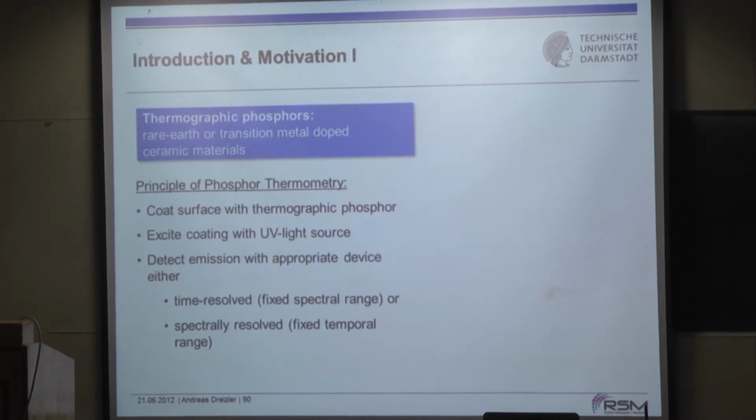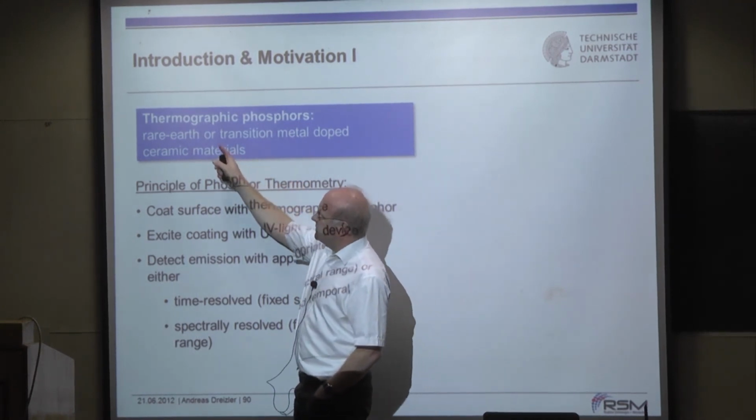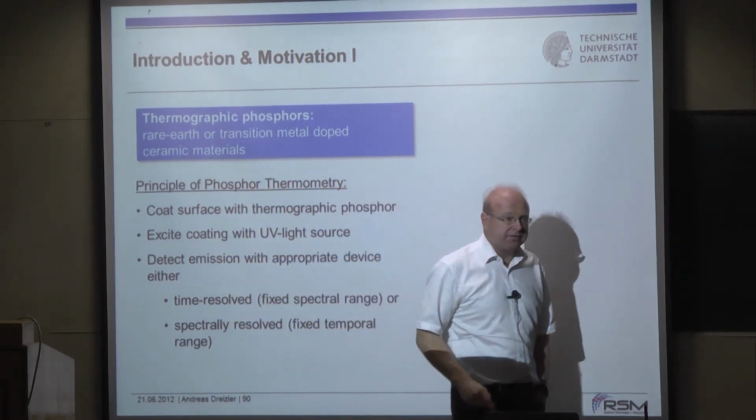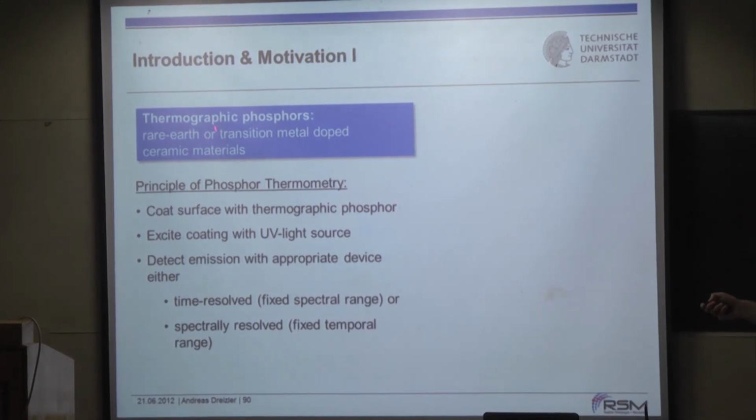So first of all, about the measurement principle. The measurement principle is based on exploiting ceramic materials. Ceramic materials that are doped either with transition metals or rare earth metals. And those ceramics are used to at least partly coat the surface you want to investigate.